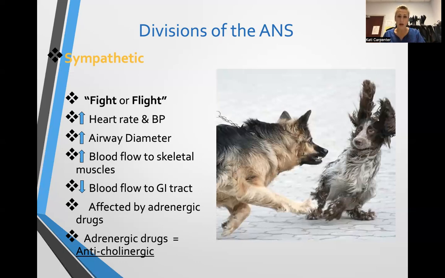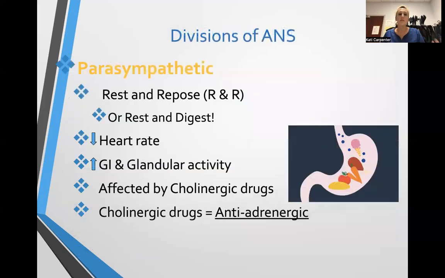anticholinergic. Hold that thought. The parasympathetic nervous system is often called rest and repose, R&R, but I like to call it rest and digest. It helps me remember that digestion and all of those GI processes, urinary processes, and things like that for nutrition are directly affected by the parasympathetic nervous system. So it is also called cholinergic. So just to make things more confusing, those anticholinergic drugs would be anti-parasympathetic, therefore sympathetic.